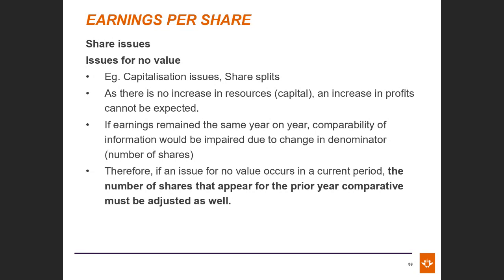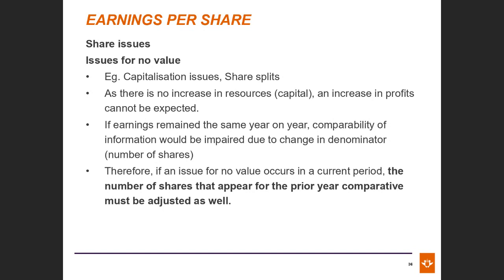So if the earnings remain the same year on year, comparability of information would be impaired due to the change in the denominator. So when we have an issue for no value, the number of shares is changing, but you cannot expect a corresponding increase in the profit. So we are worried about comparability. If we look at our earnings per share, we will see that comparability can be impaired because the number of shares have changed, but because it was an issue for no value, the earnings did not change.